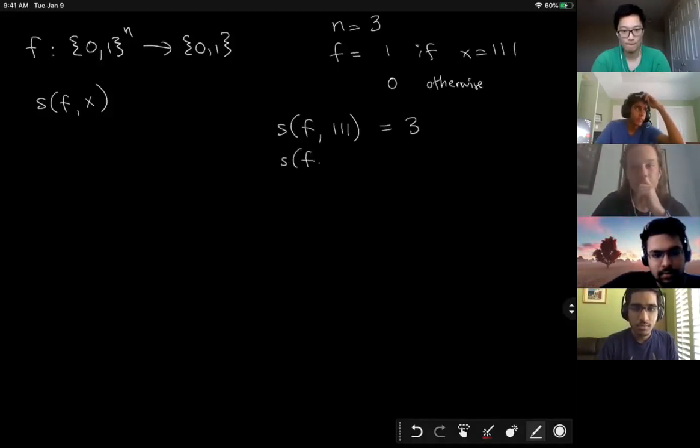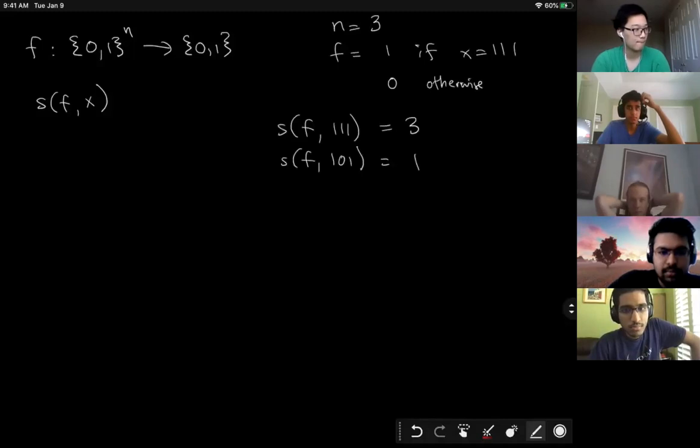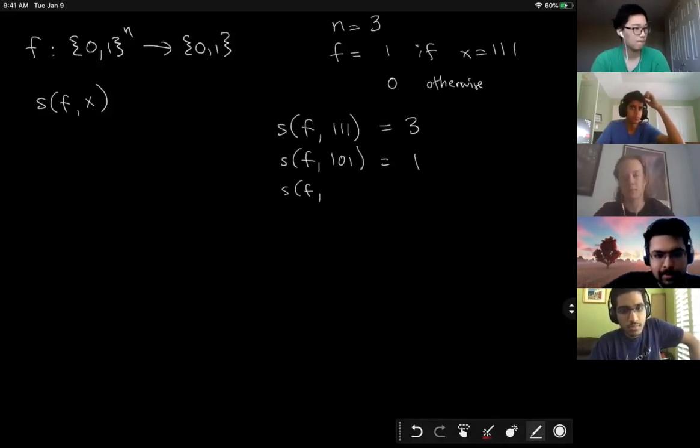For another input, what is it? Just 1. There's only 1 index you can change: you have to change the 0 to a 1, otherwise it just stays at 0. Something like this input would just be 0, because you can't change a single index and make the output change.